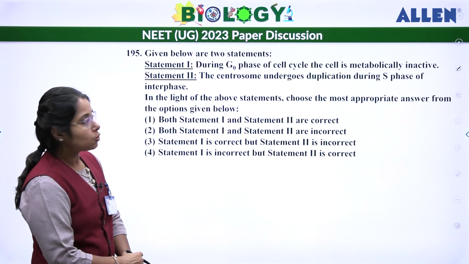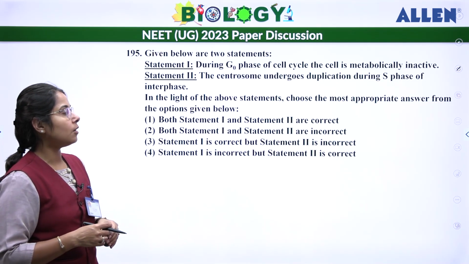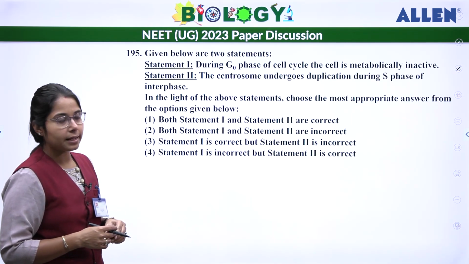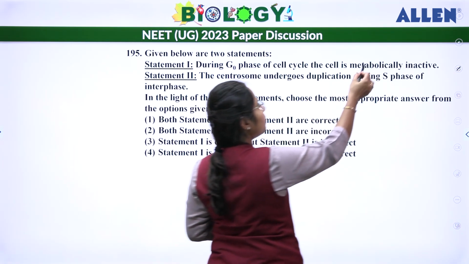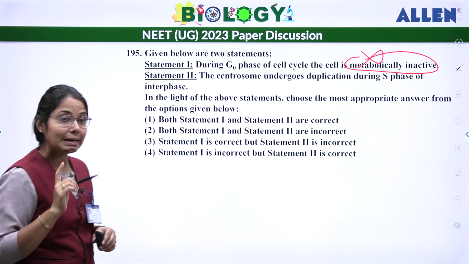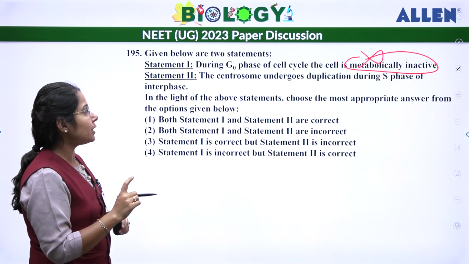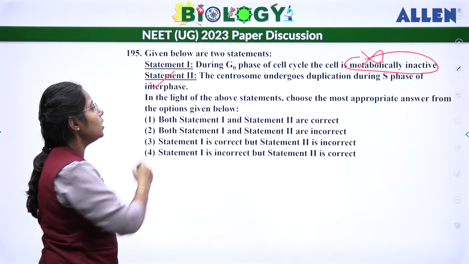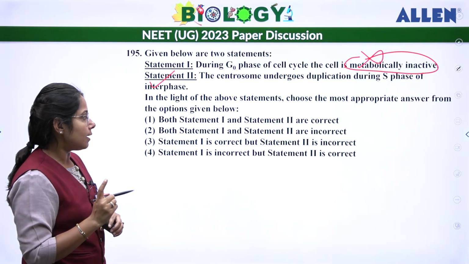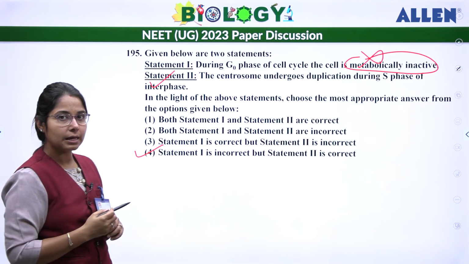Given below are two statements. During the G0 phase of the cell cycle, the cell is metabolically inactive, which is wrong. It is metabolically active. The centrosome undergoes duplication during S phase of the interphase, which is true. So the first statement is incorrect, but the second statement is correct.